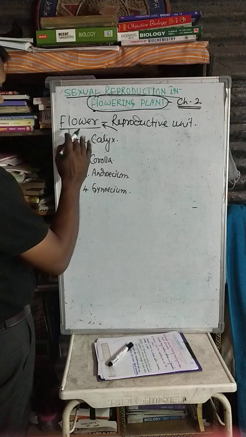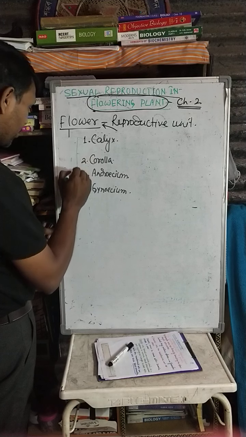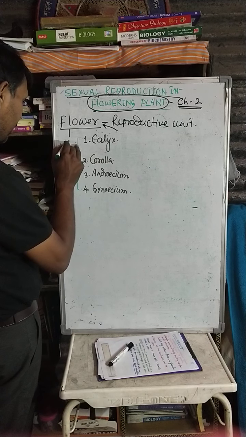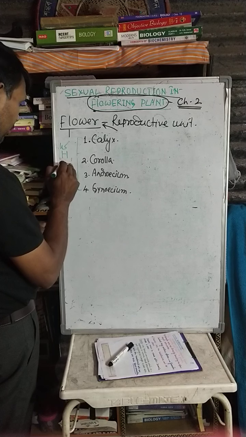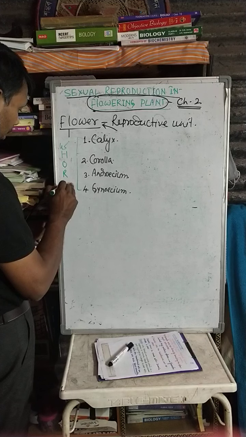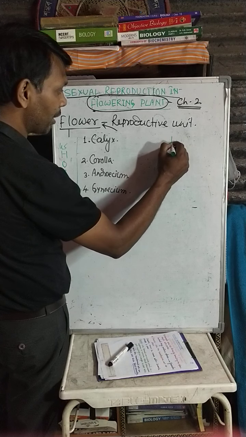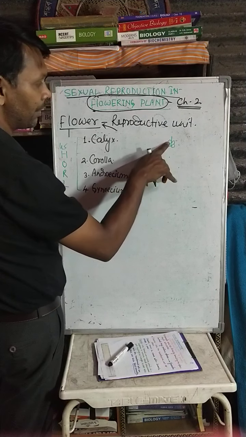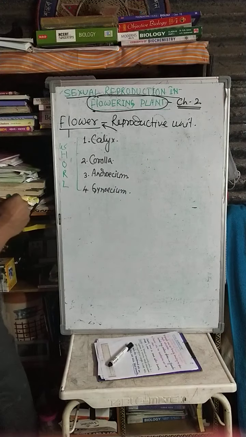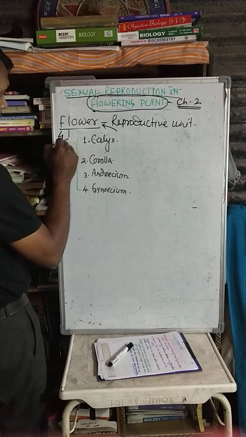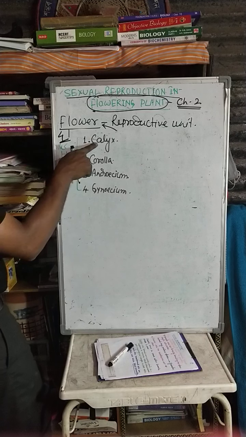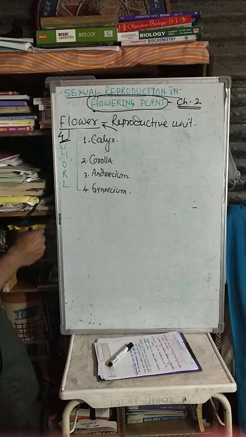These four parts are also known as whorls. That whorl is said because these parts are arranged around the flower like this, so they are called a whorl. So four whorls are present: calyx, corolla, androecium and gynoecium.